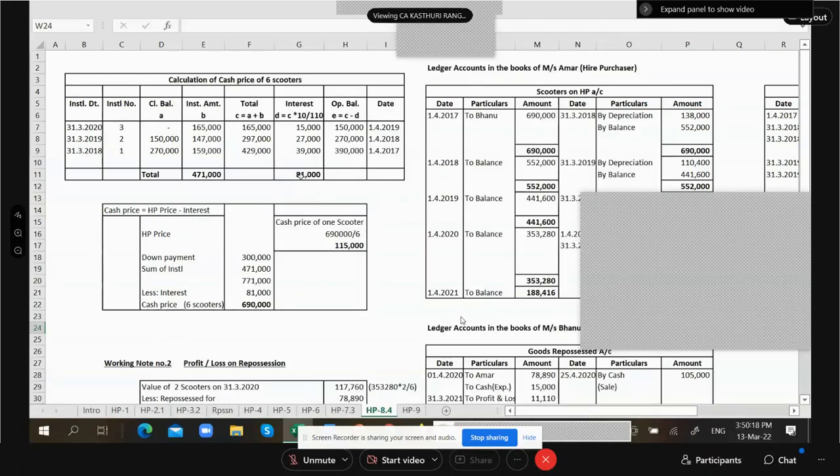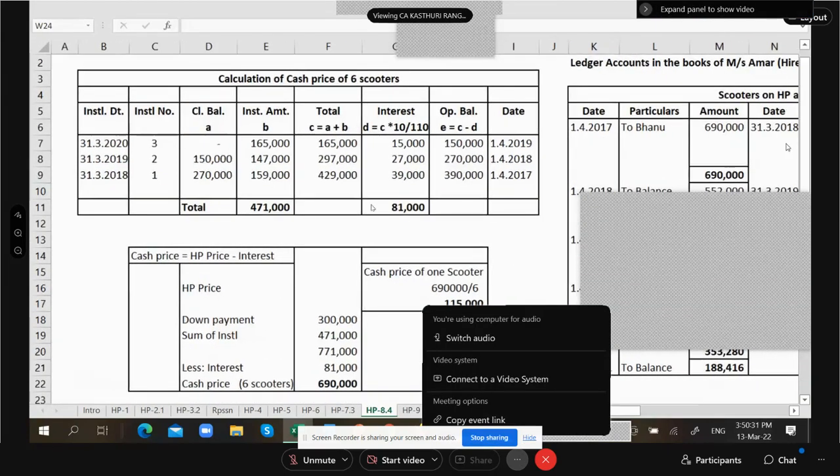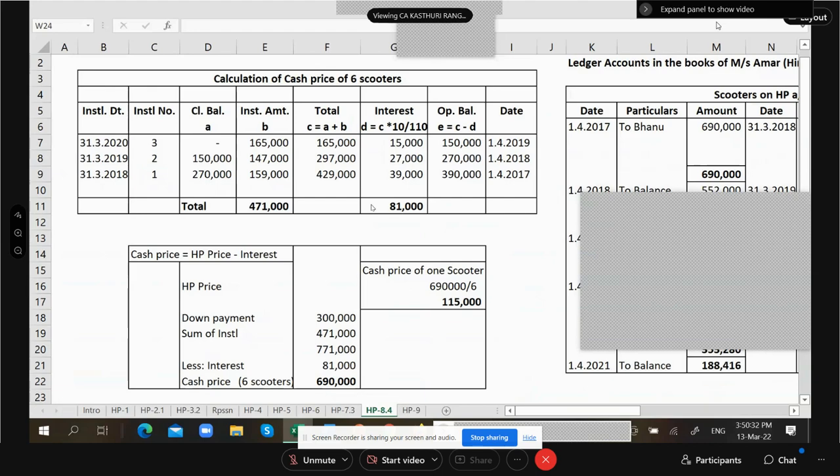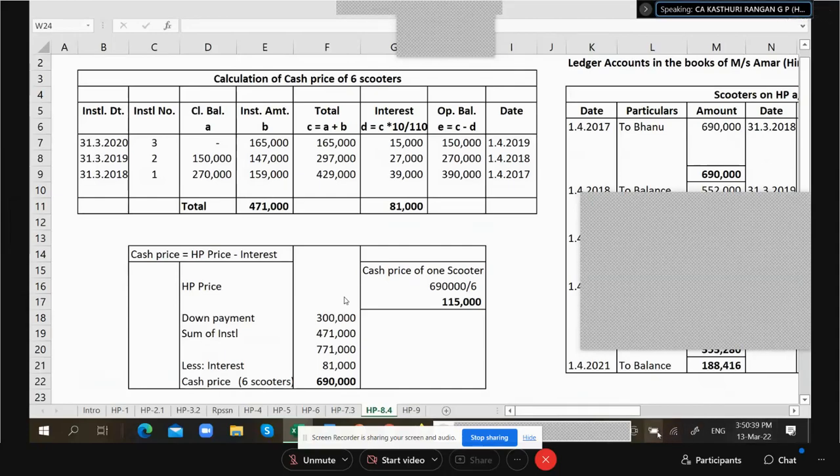Working for cash price 6,90,000 rupees. Mahendra, if you can note it down. Calculation of cash price. I don't find anybody having any doubts.